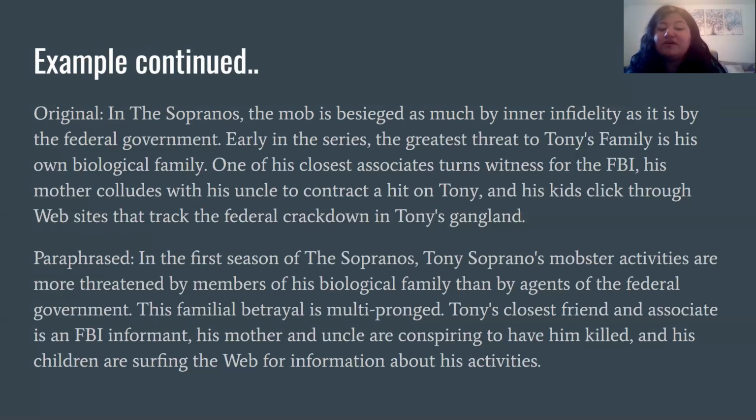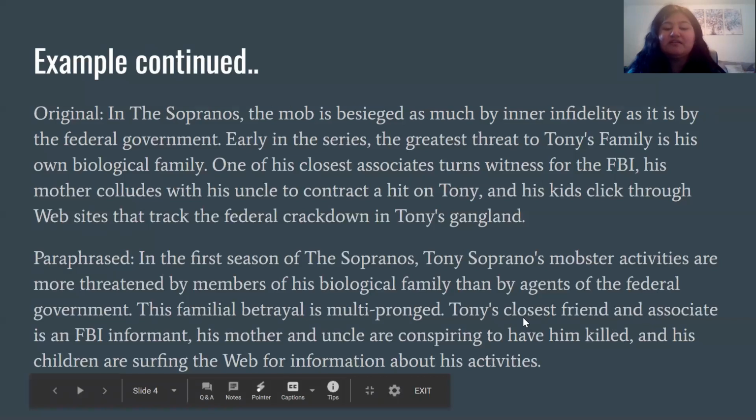This family betrayal is multi-pronged. Tony's closest friend and associate is an FBI informant. His mother and uncle are conspiring to have him killed, and his children are surfing the web for information about his activities. So do you see how it's essentially the same thing, just slightly twisted, and it kind of has their own take on it?